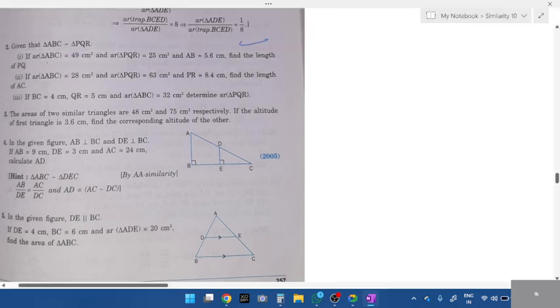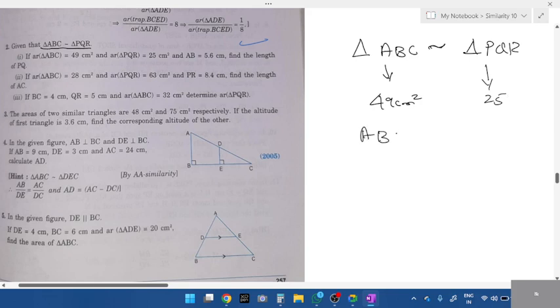Second main, first one. In the given figure, have they asked us to prove similarity or have they already given that both are similar, students? Respond. Yes, they've already given the statement PQR. So there are two triangles. What is the first triangle's area? ABC area is 49. And the second one, 25, right? What is the value of AB given? How much is AB, students?